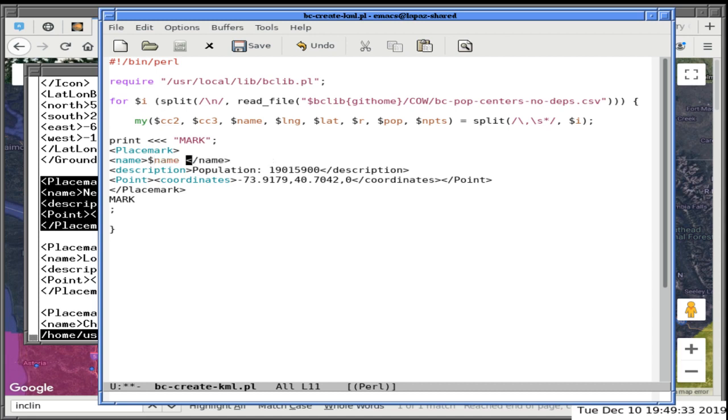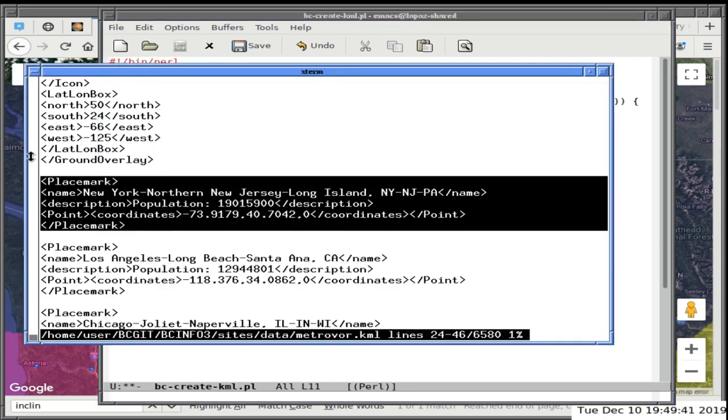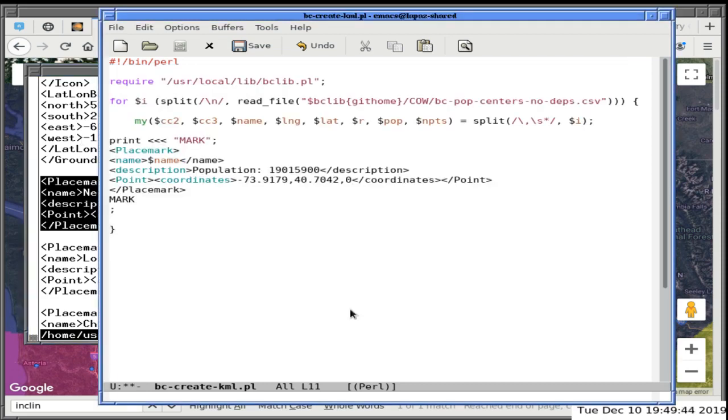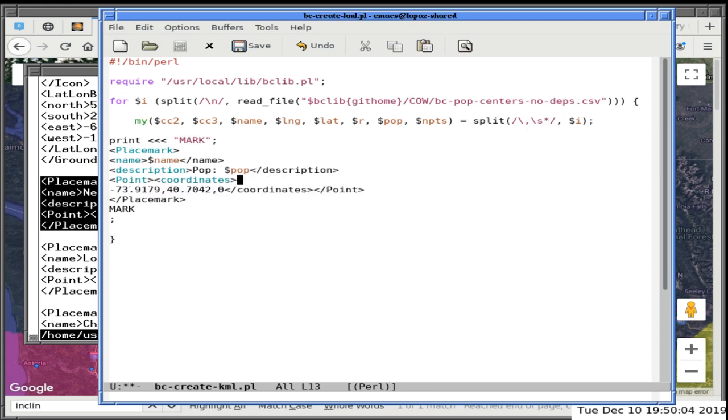And so I could put the words center of population here, but since that's what this map is about, I don't really care. Description. And maybe we will be nice, and, do we really care? I mean, we could have actually put in here, so we'll just put pop. We could have put in here the coordinates as well, just in case someone wanted them. But obviously they're going to be on the map directly anyway.